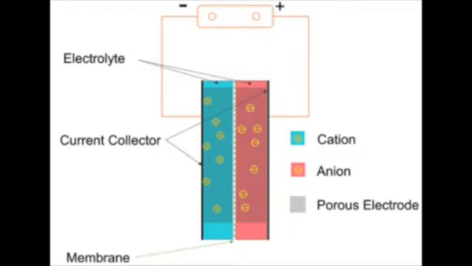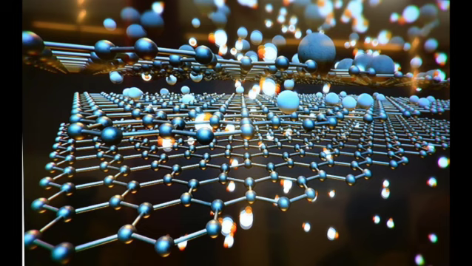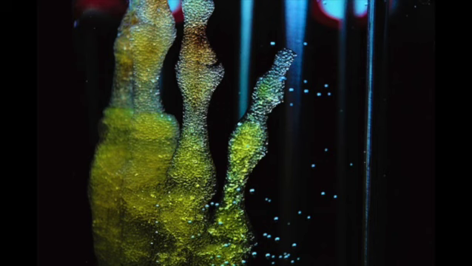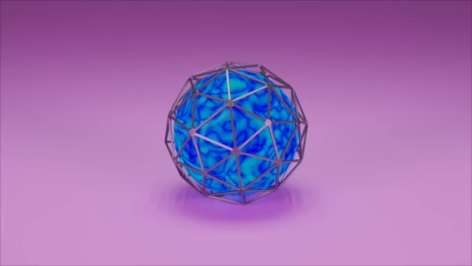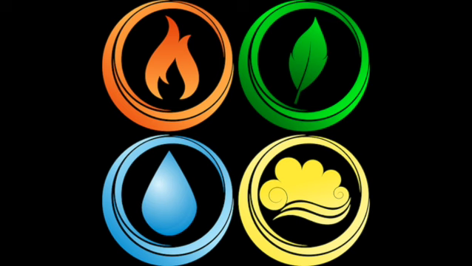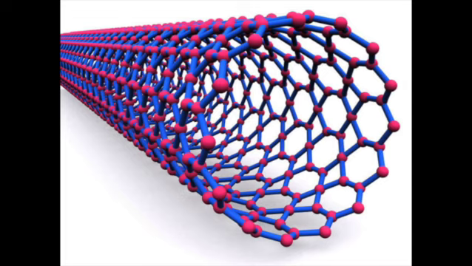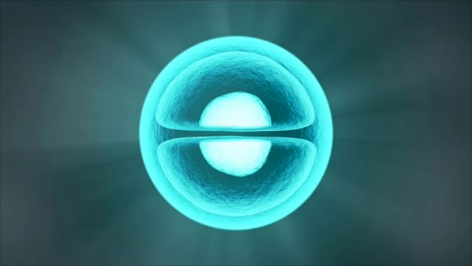Economic opportunities: the development and deployment of artificial photosynthesis technologies can create new economic opportunities, including jobs in research, manufacturing, and deployment of related infrastructure. It can also stimulate innovation in various industries and foster economic growth. Energy independence: by harnessing sunlight as an abundant and renewable energy source, artificial photosynthesis can help countries reduce their dependence on imported fossil fuels and enhance energy independence.